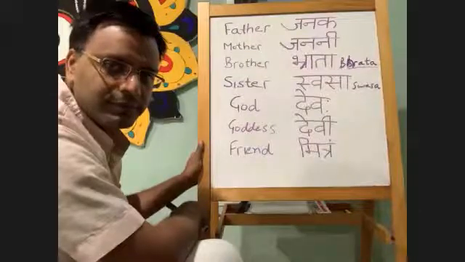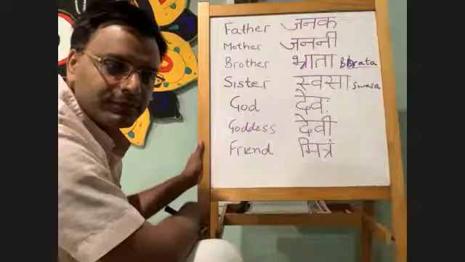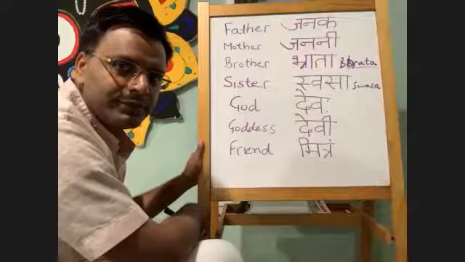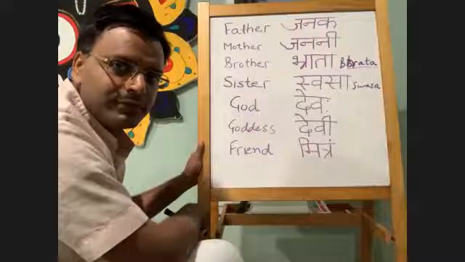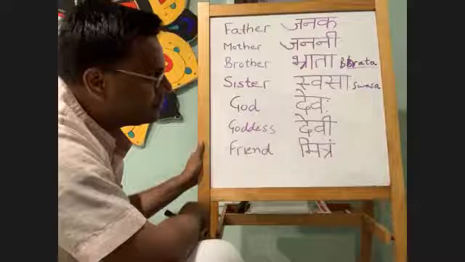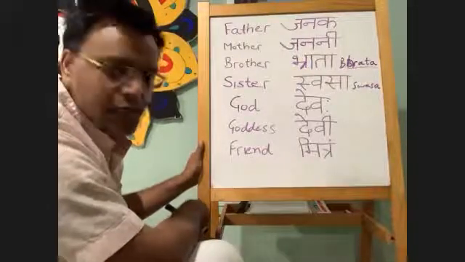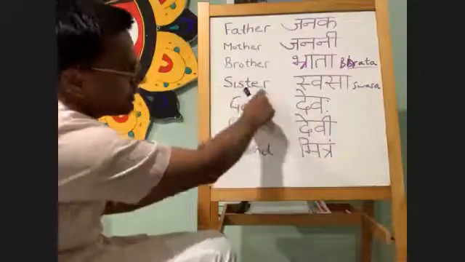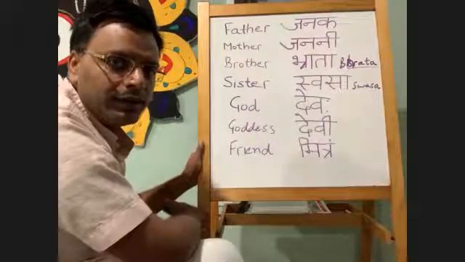Mishita: Hare Krishna Prabhuji. Hare Krishna. Here on the board you wrote bhrata and swasa. What does swasa mean? Swasa means sister. See, I wrote it in English. Sister in Sanskrit is swasa. Okay, thank you.